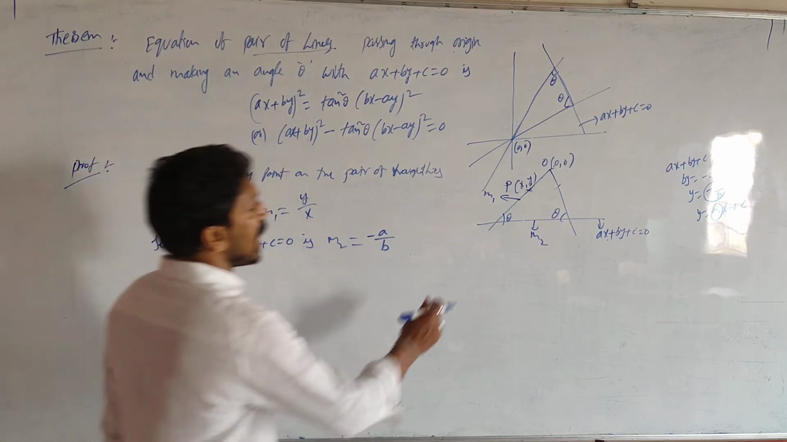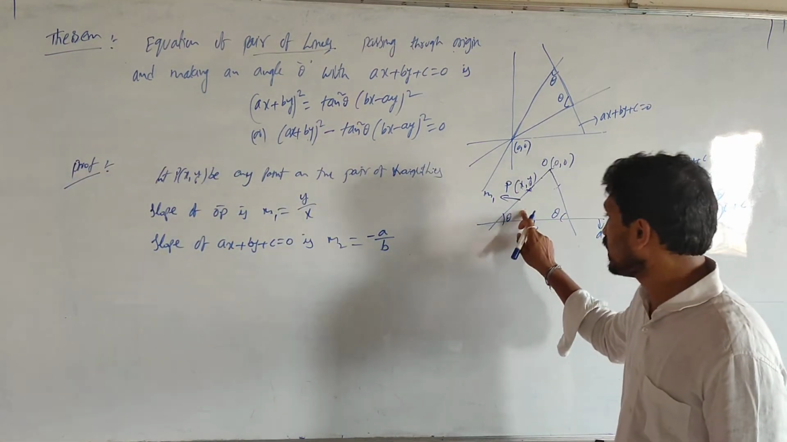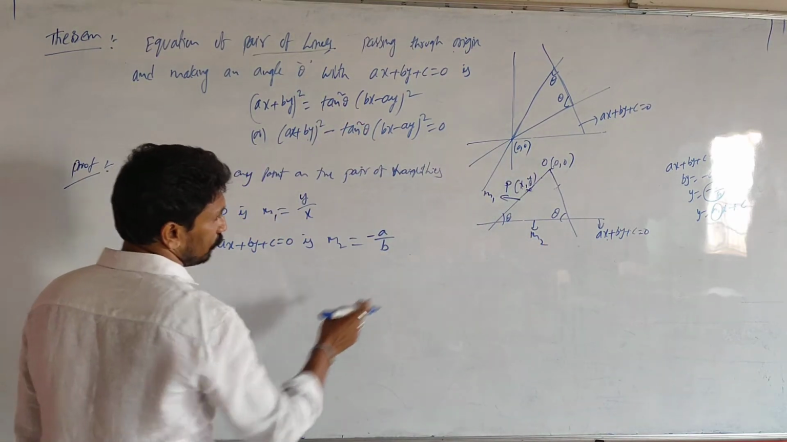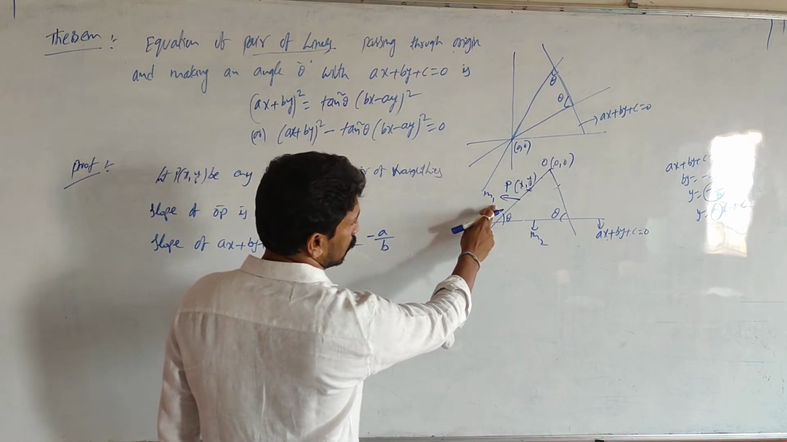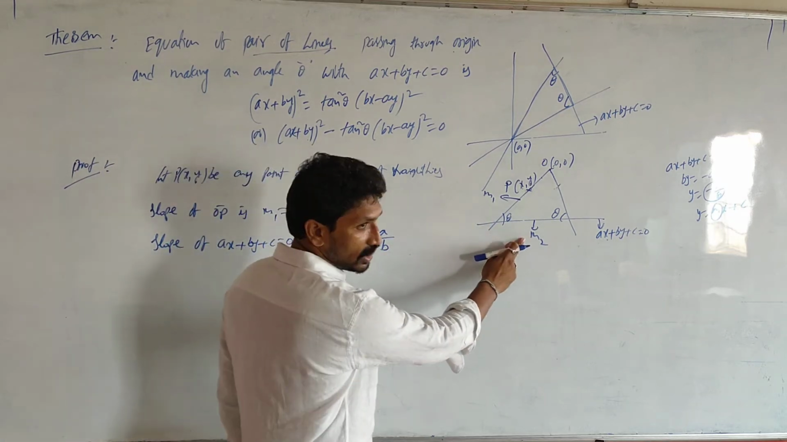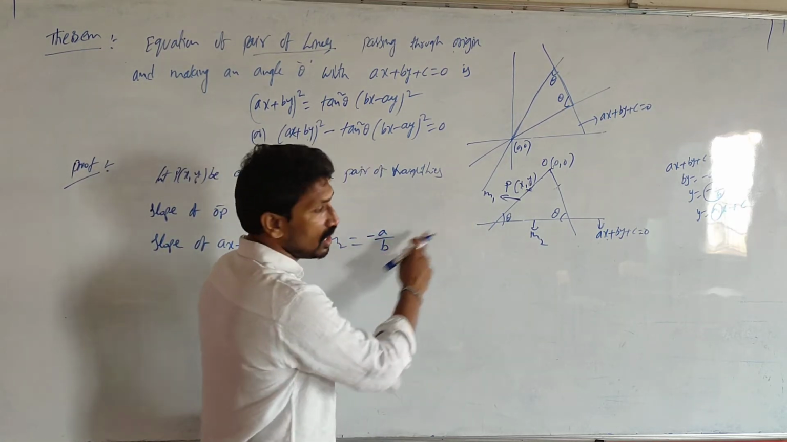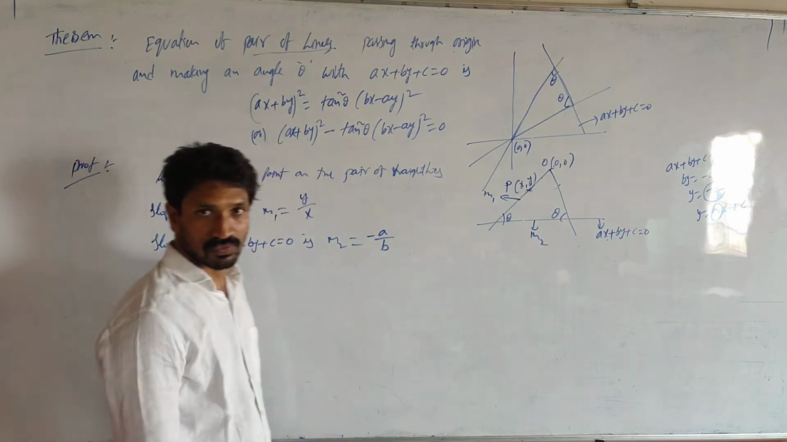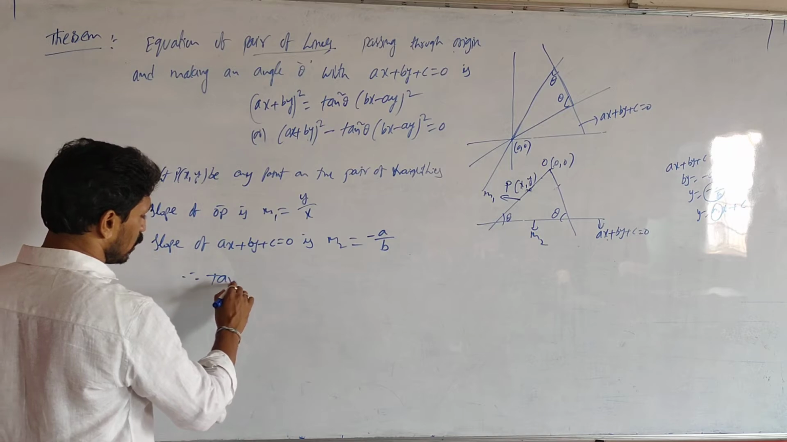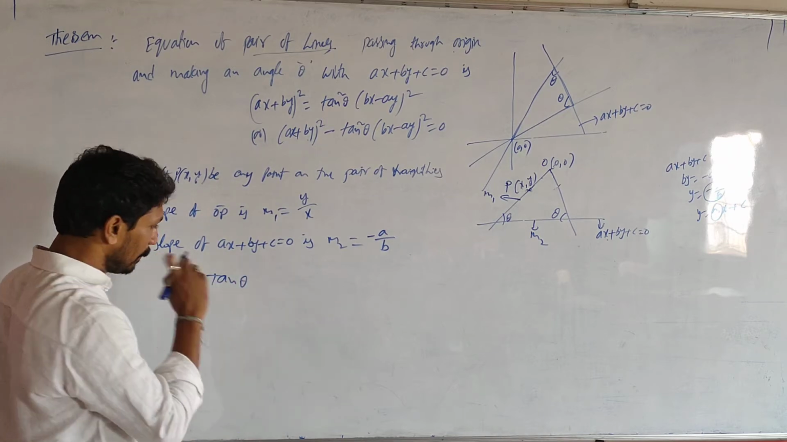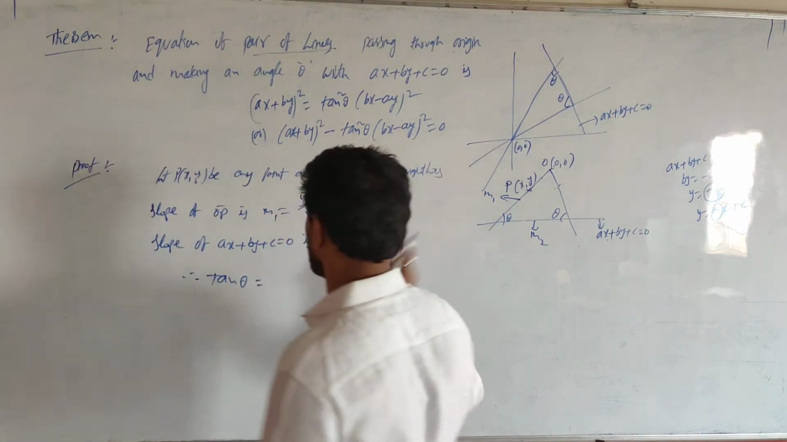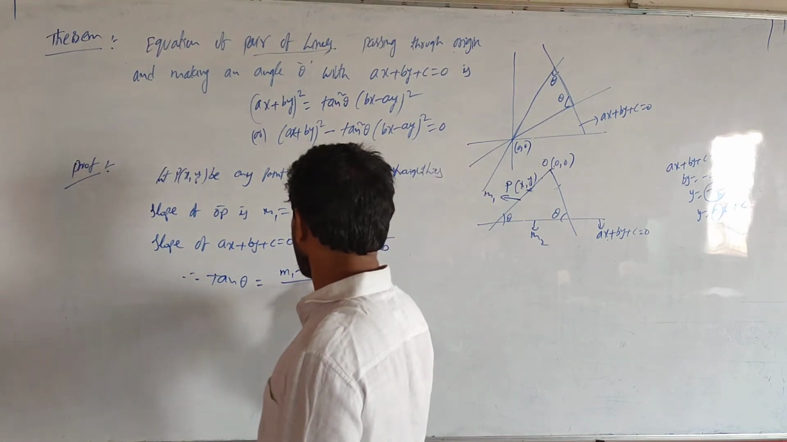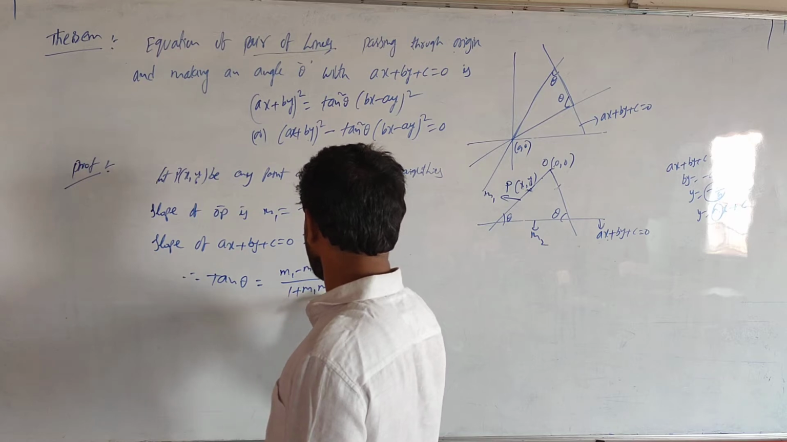What is the angle between these two lines? Theta, you only gave. So the slope of this one is y by x, the slope of this one is minus a by b, and let us take the angle between these two lines. Therefore tan theta is equal to, according to these two lines, m1 minus m2 by 1 plus m1 m2.